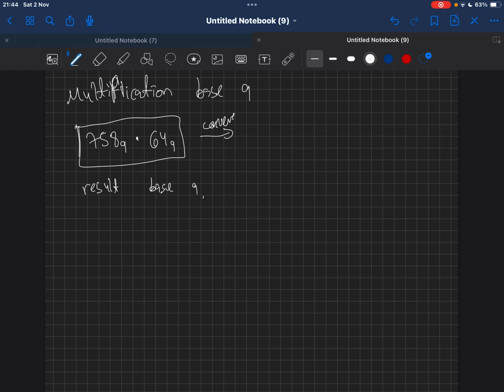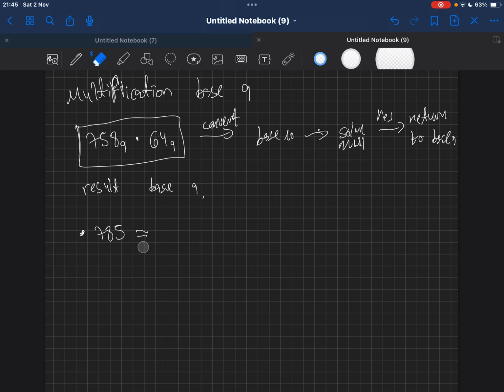So what we'll do in order to solve this problem is convert to base 10, then solve the multiplication, and after this we will take the result and return to base 9. Okay, so let's start with converting each number to base 10. We start with 785.